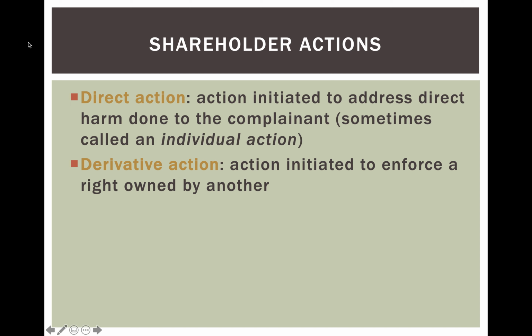A derivative action is one in which it's basically like an order to compel. So this is an action filed against the corporation to enforce a right, to say, I want the corporation to have to remove a director who's behaving badly, or pay dividends that aren't being paid. So those are the differences there.